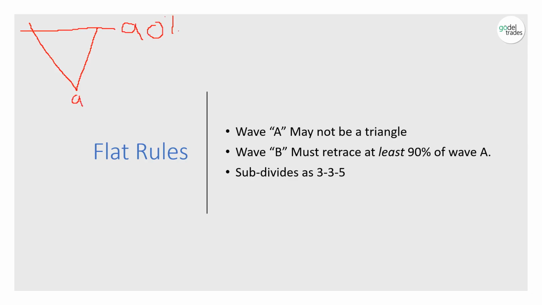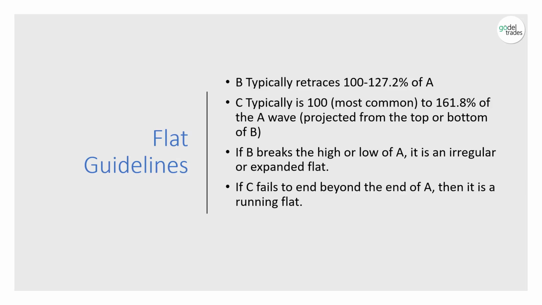of wave A. If you're coming out of a bearish downtrend correction, and you're up in A, down in B, you must get to that 90% retracement. A, B. I'm doing this with my mouse, guys. I apologize. And again, it subdivides as a 3, 3, 5. Some of the guidelines for a flat: your B wave will typically retrace 100 to 127.2% of A. You're thinking, wait a minute, I thought it was 90%. We're going to look at that in just a minute.